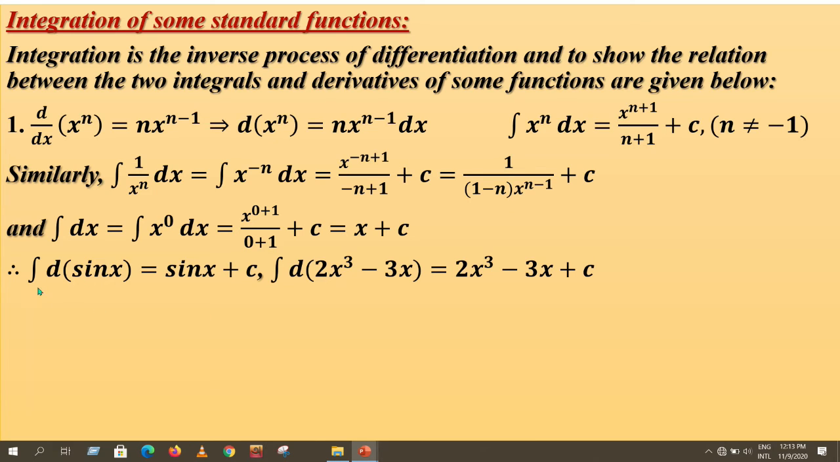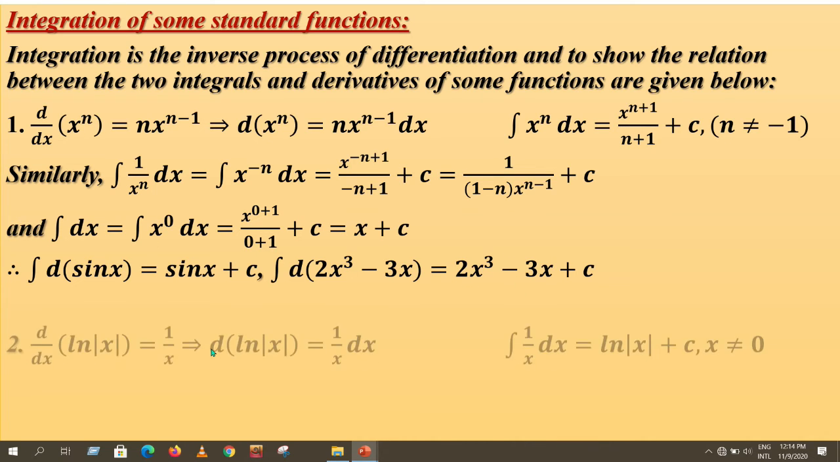Therefore, the integration of d sine x you can write as sine x plus c. Here also, the integration of d of 2x cube minus 3x equals 2x cube minus 3x plus c. You have to remember this.